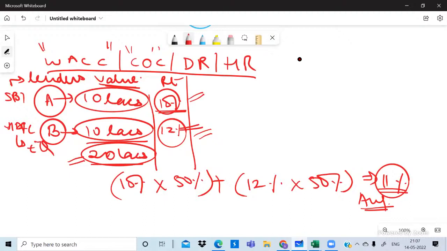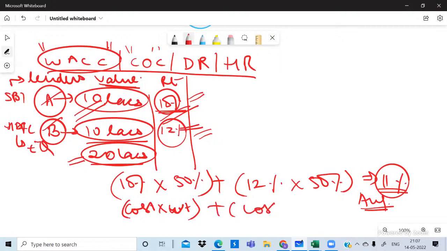Any doubt with the concept of cost of capital, or how do you calculate your weighted average cost of capital? Look at your different sources, be it A, B, C, D, E. Look at the rates, look at the weights, multiply the cost with the weight. So cost into the weight plus cost into the weight, and keep doing it for different sources. You'll get your weighted average cost of capital.